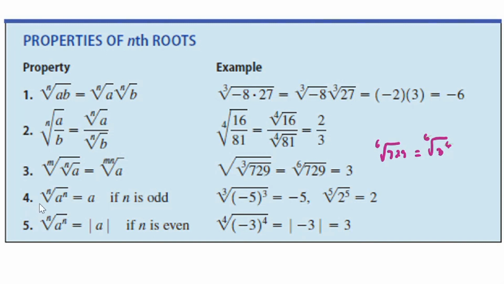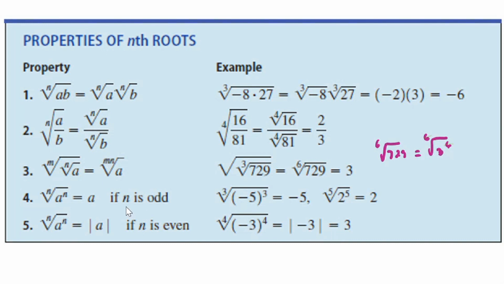And number 4, we have the nth root of a raised to n. As you can see here, the exponent and the index are the same. Therefore, it will be cancelled. So the answer is just a if n is odd. But for n is even, then the nth root of a raised to n is the absolute value of a. For example, your n is 4. That's even, right? So the fourth root of the quantity of negative 3 raised to the power of 4. So cancel the 4, but the answer is the absolute value of negative 3. And taking the absolute value of negative 3, the answer is 3.